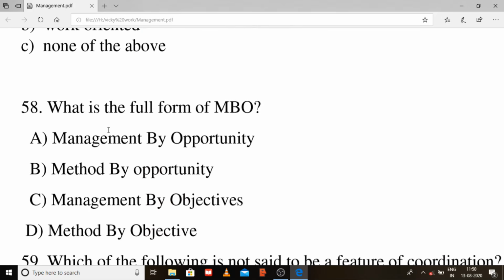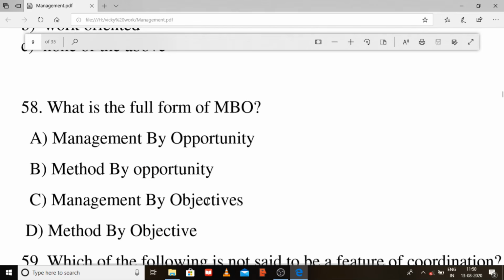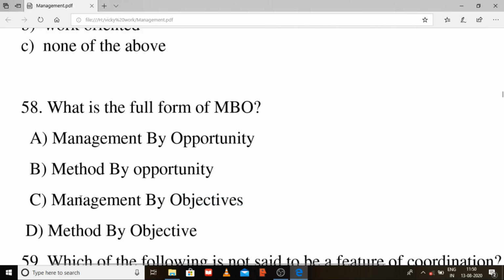What is the full form of MBO? Management by objectives. Management by objectives is the right answer. Option C.